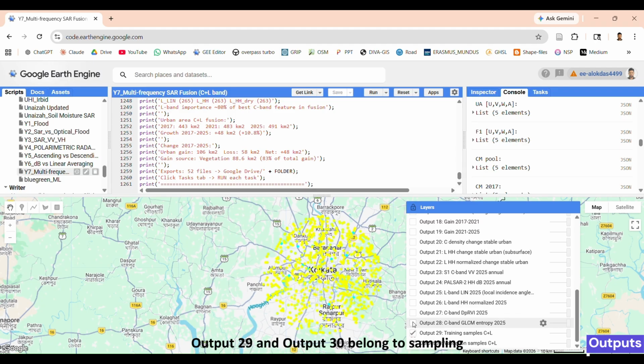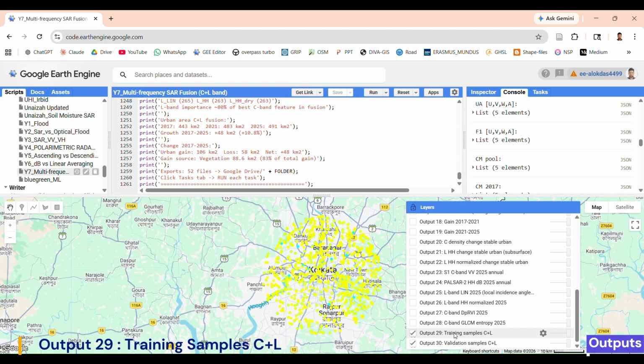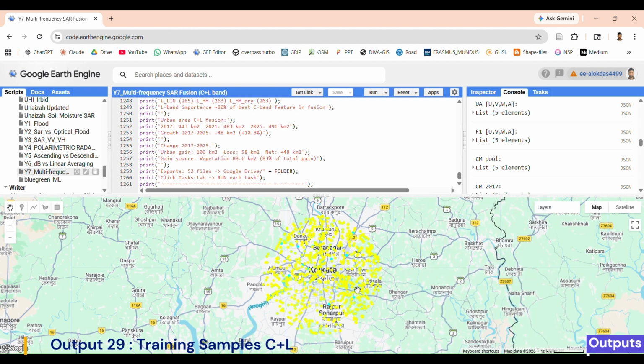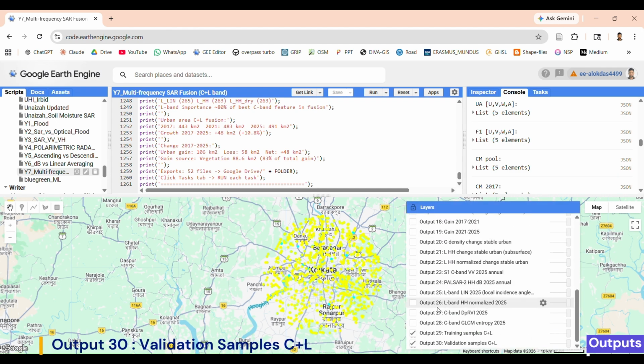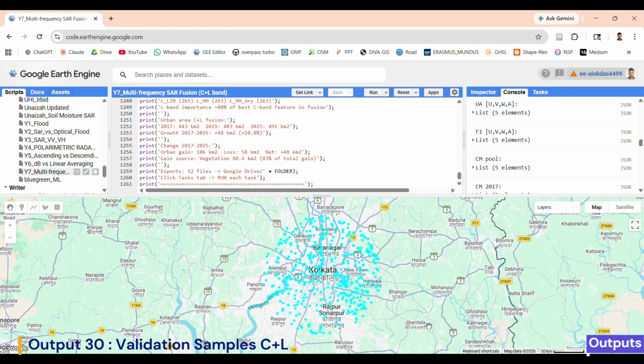Output 29 and output 30 belong to sampling. Now moving to output 29, which shows training samples in yellow. Finally, observe output 30, which shows validation samples in cyan.